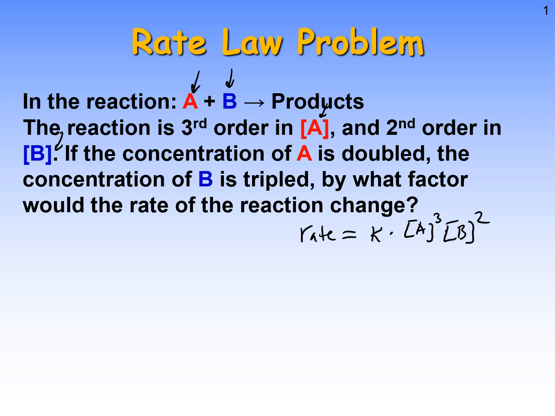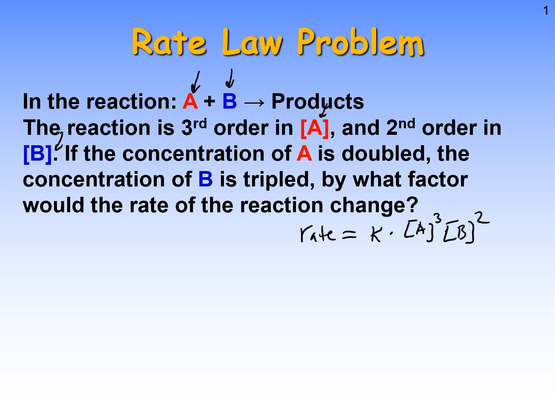Now, we're told that the concentration of A is doubled and the concentration of B is tripled. And we want to know by what factor the rate of the reaction would change if that was the case. Well, there's the theoretical way to solve this, and there's the quick and easy way to solve this. So we're going to do both.